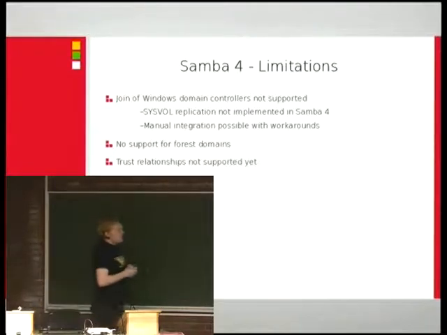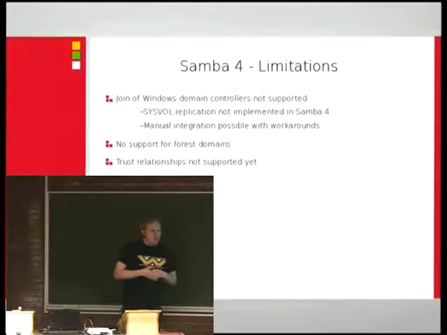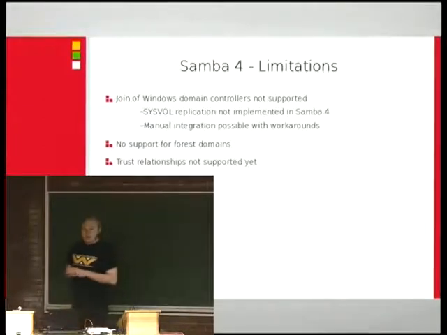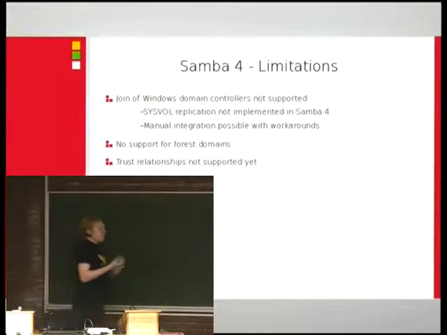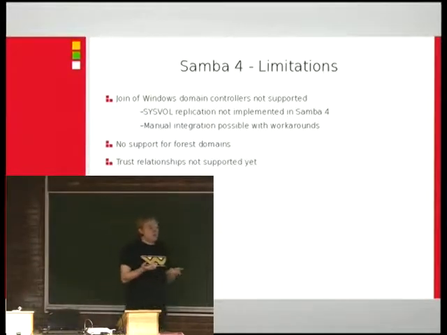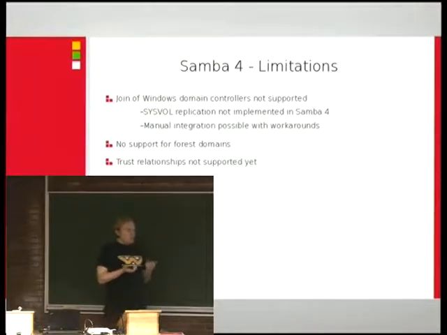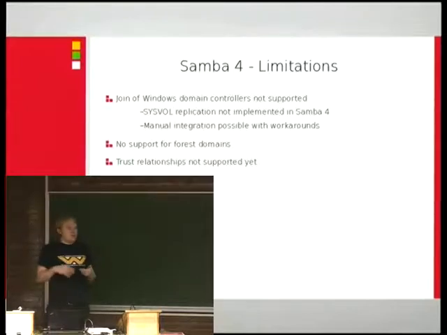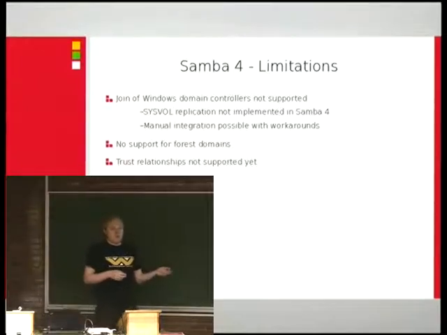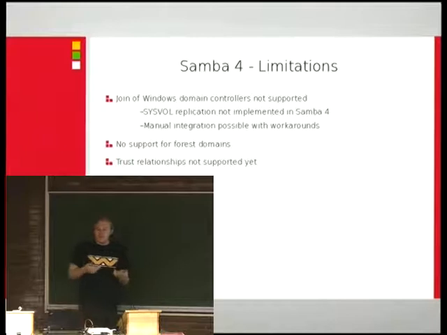Also, another feature which is not implemented in Samba 4 at that point is trust relationships. Trust relationships are a feature of Windows where two domains declare that they trust each other. So if a user is authenticated on domain A, he can directly use all the resources of domain B without a need for an additional re-authentication.